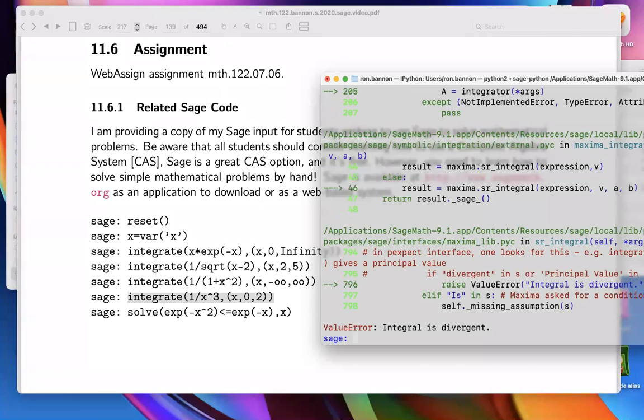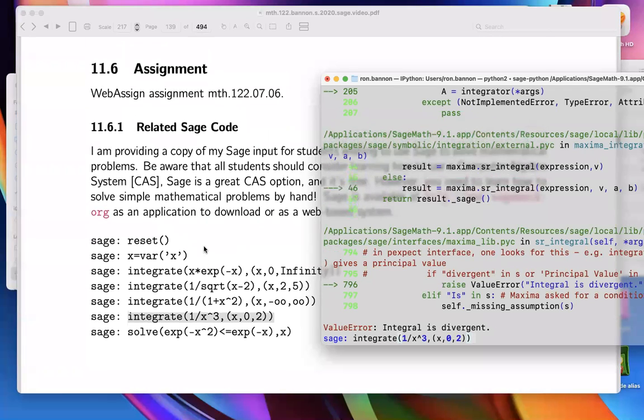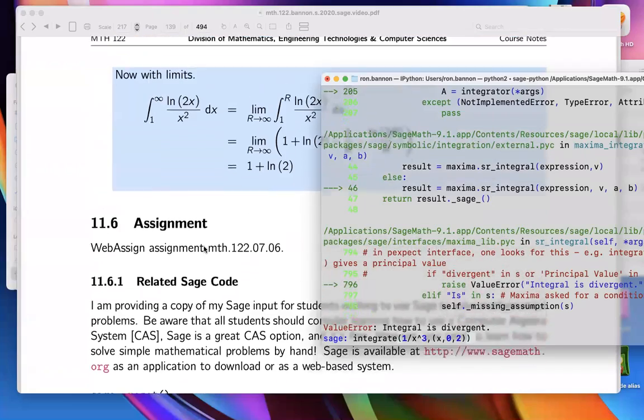Oh boy, look at that one. All right, what does it say? It says it's divergent. Let's take a look at that integral again. It says from 0 to 2, and it says it's divergent. All right, 0 to 2. All right, let's see if we did that one. See how much work that was. So I'm looking at 1 over x cubed, right?